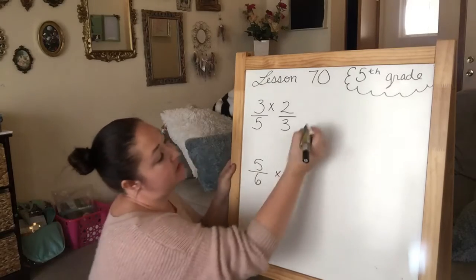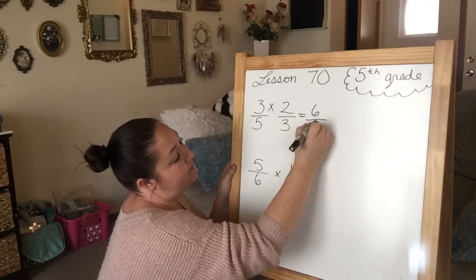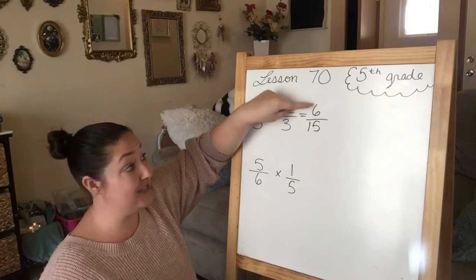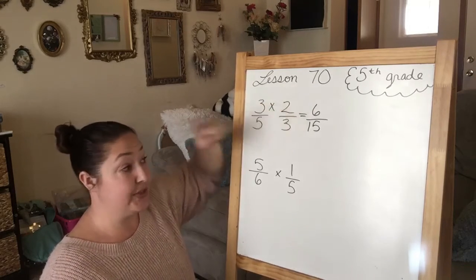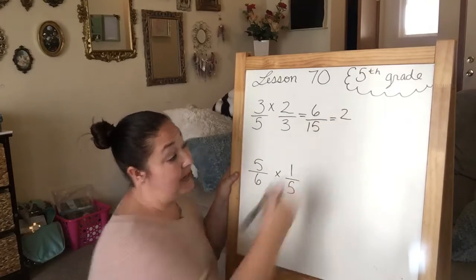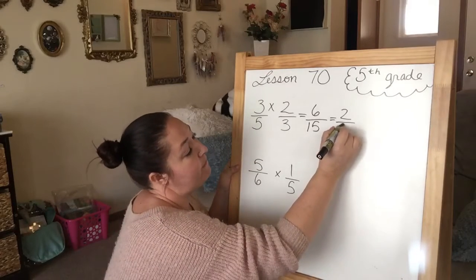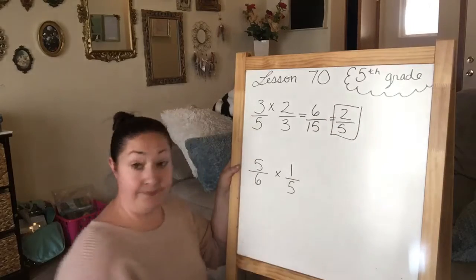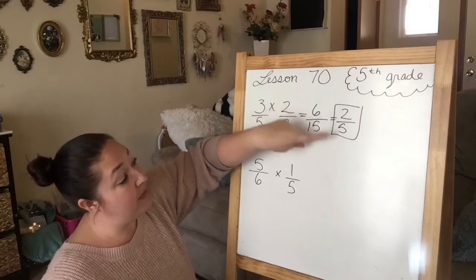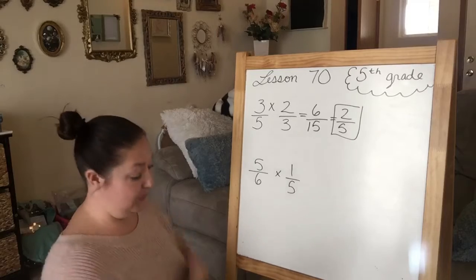We multiply across. 3 times 2 is 6. 5 times 3 is 15. But then I look at my 6 and my 15 and I say, I know a number that goes evenly into 6 and evenly into 15. So I know that 3 goes into 6 2 times. And I know 3 also goes into 15 5 times, because 5 times 3 is 15. So now I have reduced it, right? I multiplied across, I got this, I saw that I could reduce it, make it smaller. And then I did.